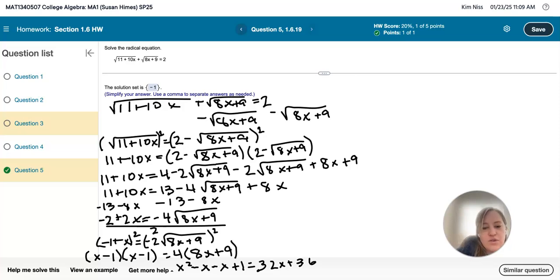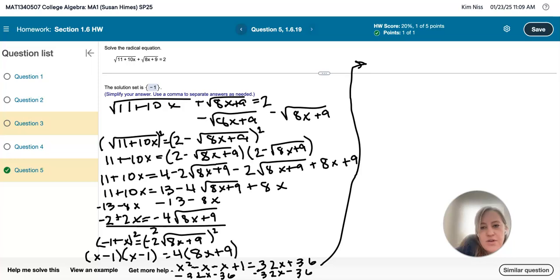And now the goal is we're trying to solve for x. So we're going to subtract this 32x plus 36 over to the left-hand side. I'm kind of running out of space here. So minus 32x, minus 36. We're going to go up here now, where we have some more space.